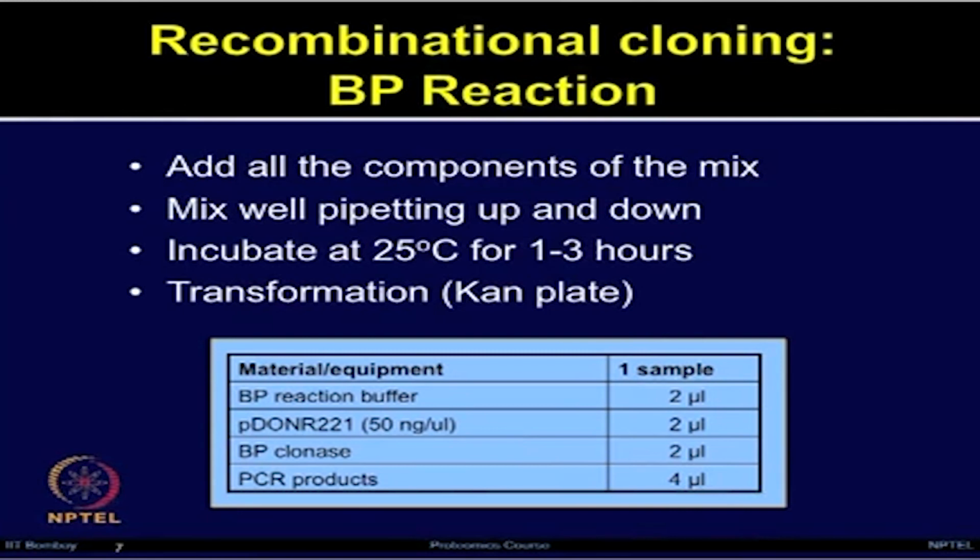After that, you can incubate for 1 hour or 1 to 3 hours at 25 degrees centigrade, and then this reaction mix can be used for transformation process on kanamycin resistant antibiotics. Since we have this vector containing kanamycin resistant gene, now only those clones which will have the entry of your correct insert in the right vector will only be able to grow on the kanamycin plate.